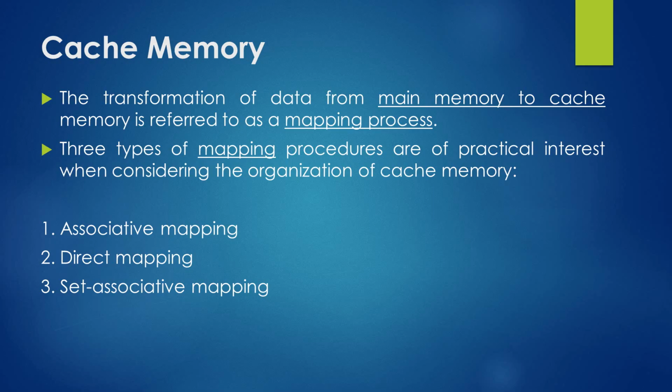Now we know that whenever the data is not found in cache, it has to be transferred from main memory to cache. This transfer of data from main memory to cache is known as memory mapping. We have three different kinds of memory mapping. First is associative mapping, second is direct mapping, and third is set-associative mapping.